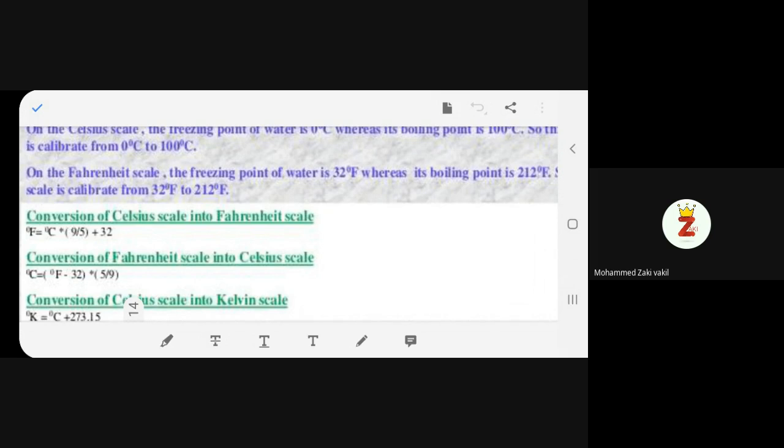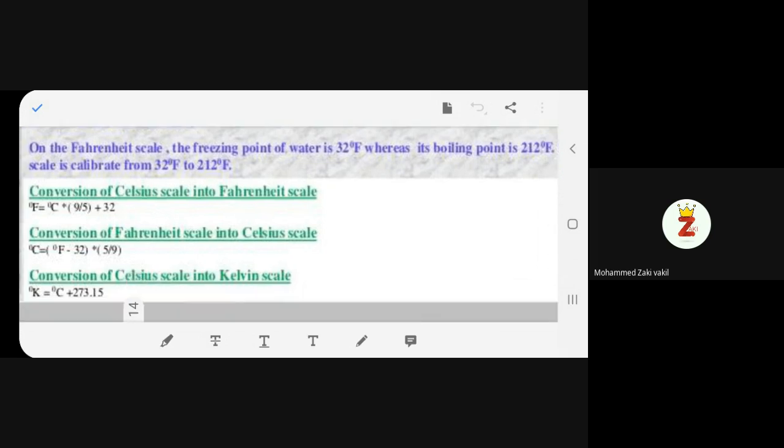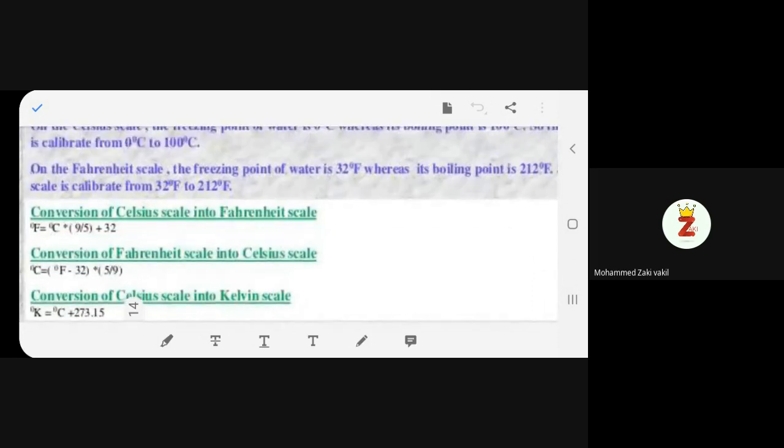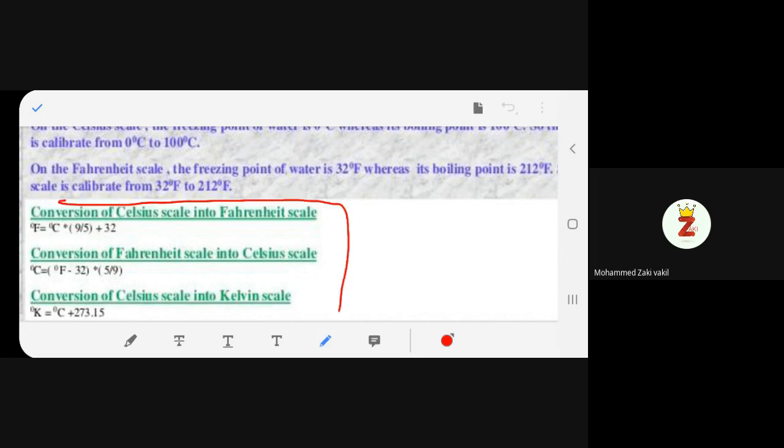Conversion of Celsius scale into Kelvin scale: degree Kelvin is equal to degree Celsius plus 273.15. Now these are the formulas that we take for the conversion of Fahrenheit into Celsius, Celsius into Fahrenheit, and Celsius into Kelvin. I just showed you. You don't have to learn this. Is it clear now?